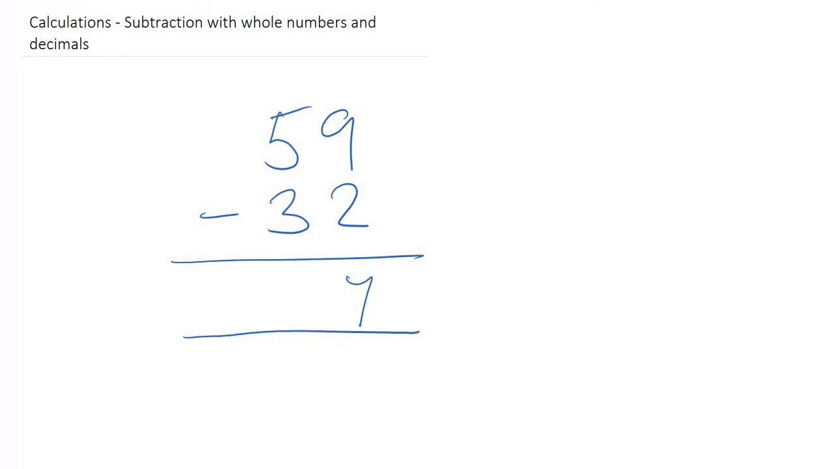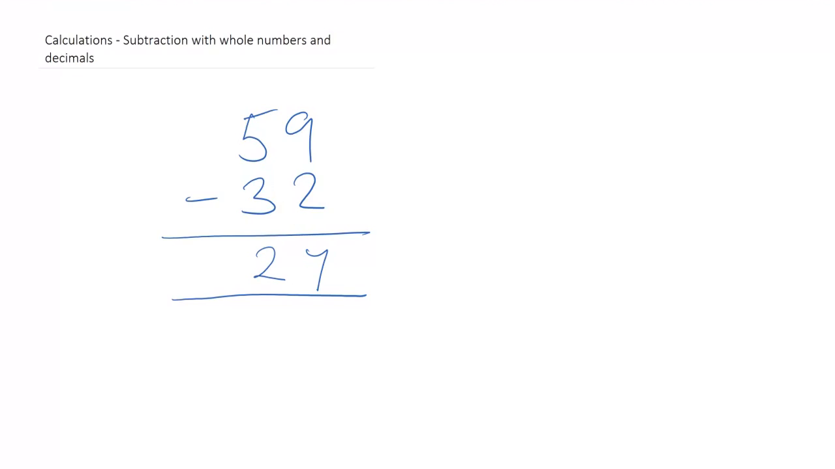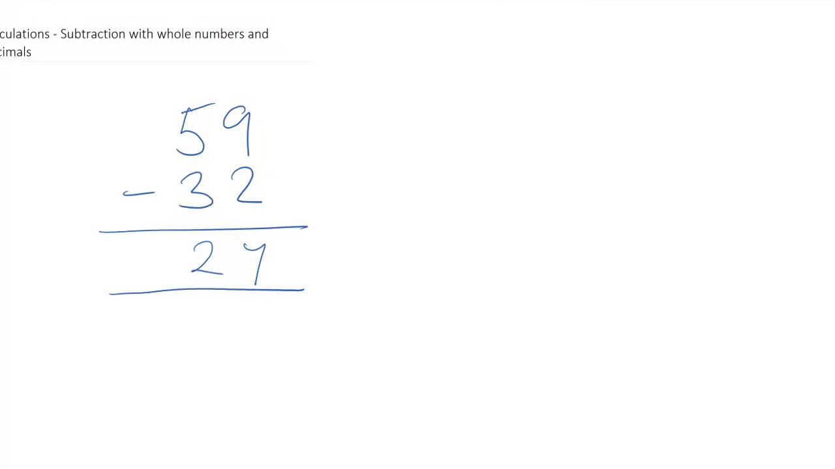Then we move across to the tens. We're going to do 5 take away 3. Well, that is going to be 2. And this reveals our answer. So 59 take away 32 is 27. So that's a very simple one. So let's try and make this a bit more complicated.